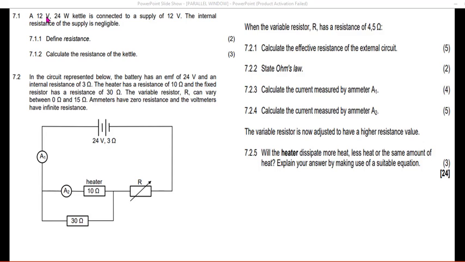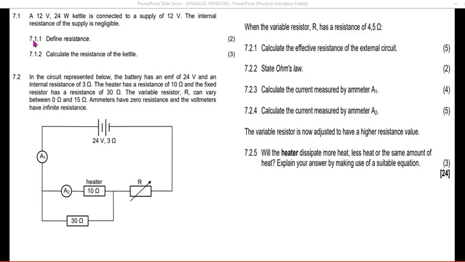A 12 volts 24 watts kettle. That is the power rating on the kettle, that is 12 volts. It operates on 12 volts and then it gives a power of 24 watts. It's connected to a supply of 12 volts. The internal resistance of the supply is negligible.